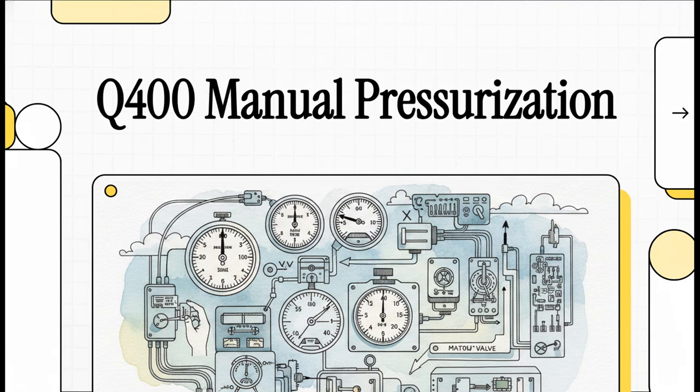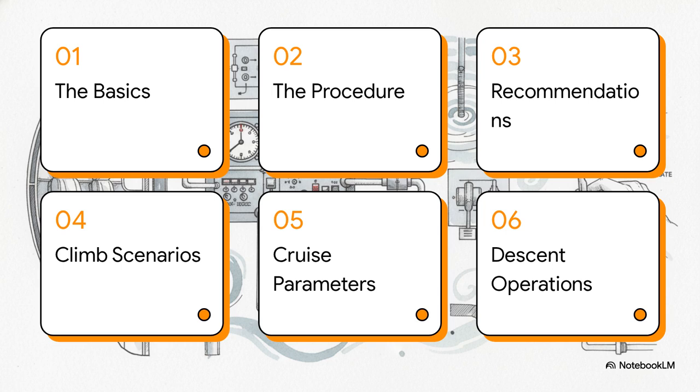Today, we're getting hands-on with the Bombardier Q400 aircraft. Look, when the automatic systems are working perfectly, flying is a breeze. But when things go sideways and you need to step in and take manual control of the pressurization, you want to be completely confident, completely safe, and totally precise. So today, we are unpacking the exact procedures straight from the manual to make this complex system effortlessly easy to memorize and execute. Here is our flight plan for today.